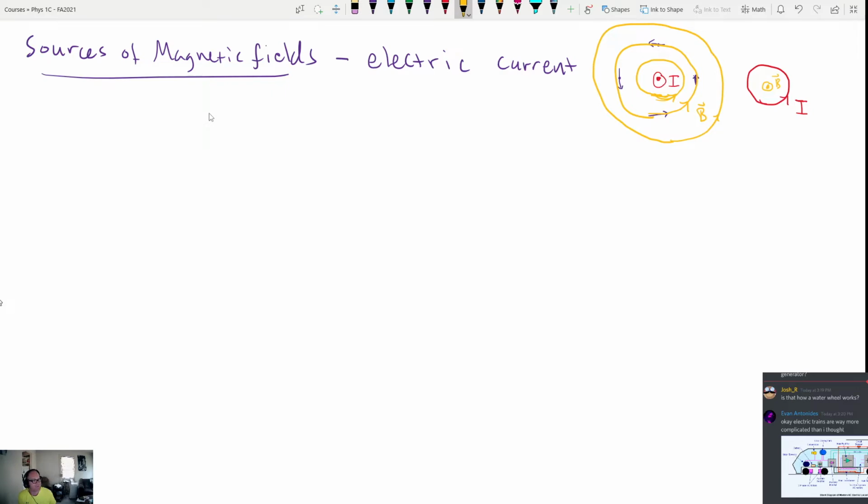So can you see the connection between these two pictures here? Current flowing out of the board creates circular magnetic field lines. A current that's shaped in the form of a circle is going to create a magnetic field that points like this at its center.